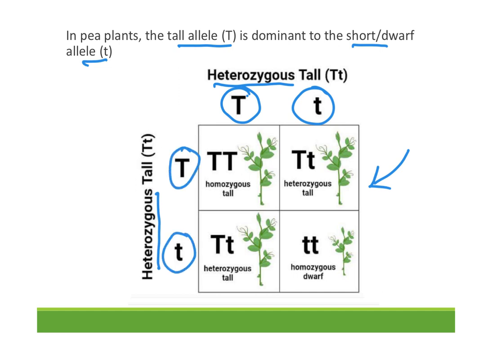And then you fill out the Punnett square and discover that potentially you can have offspring that are homozygous tall. They've inherited two capital T's. Heterozygous and tall in the phenotype, having inherited one capital T, which then dominates over this lowercase t. Or homozygous short or dwarf, because they've inherited both copies of the recessive allele.